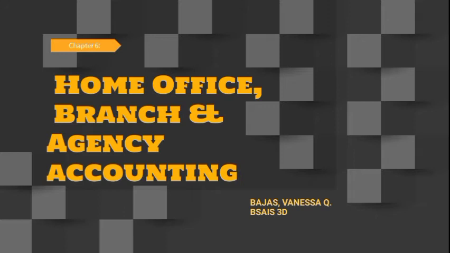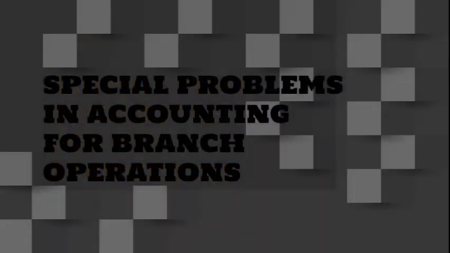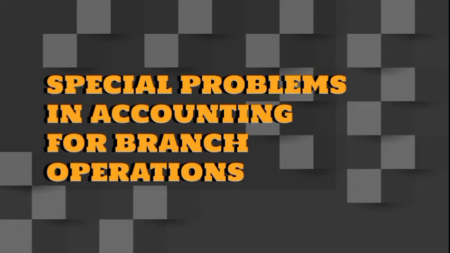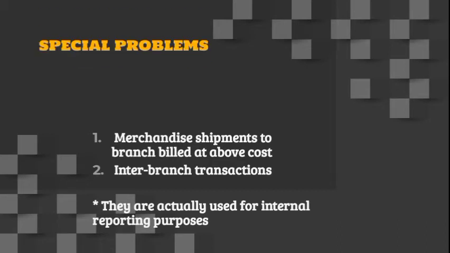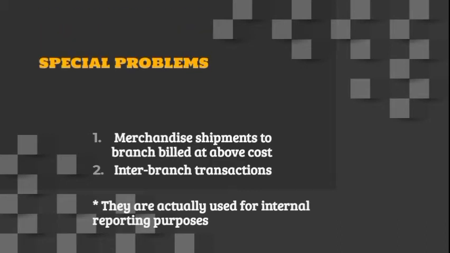Now, let's talk about special problems in accounting for branch operations. Let's start with special problems. Merchandise shipments to branch billed at above cost. Basically, the assumption on the previous report was all the transactions were billed at cost. We presume na lahat ng transactions from the home office to branch ay nasa billed cost siya, or true cost ang pinag-uusapan, kung paano siya na-manufacture, na-produce, at na-procure ni home office. At the same time, yun yung price na binigay niya sa branch.